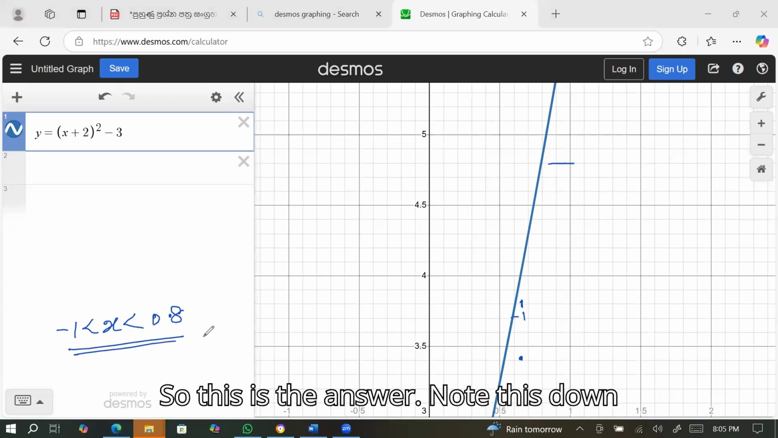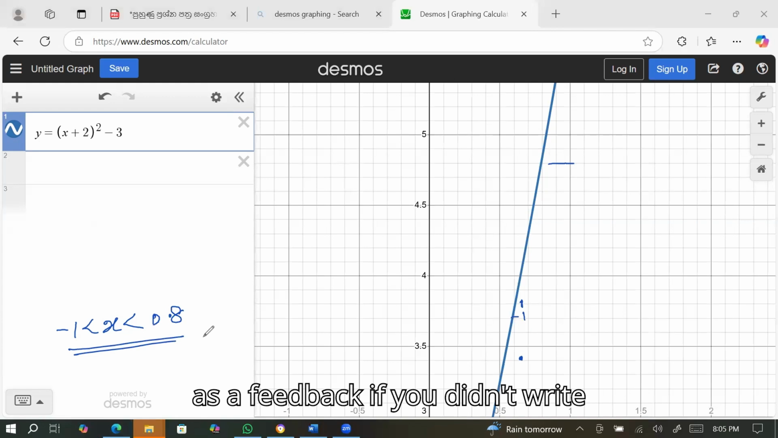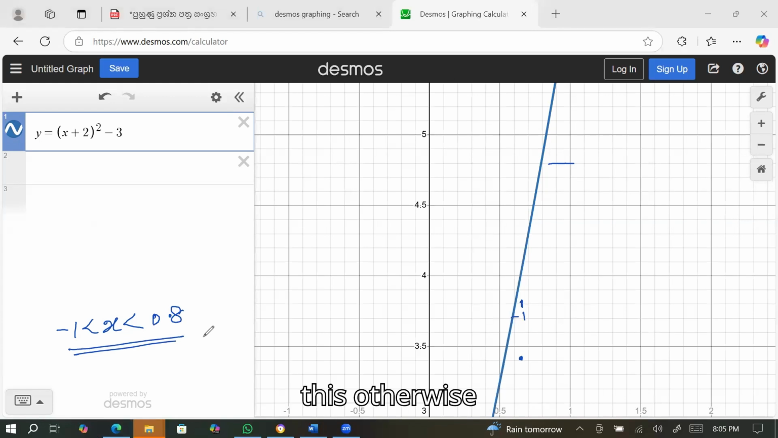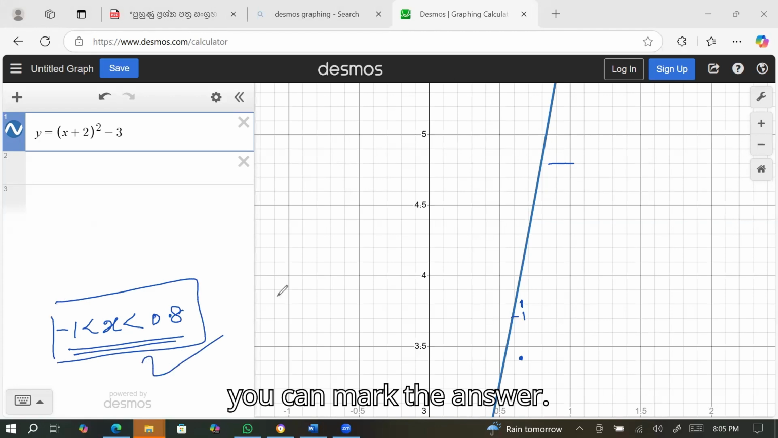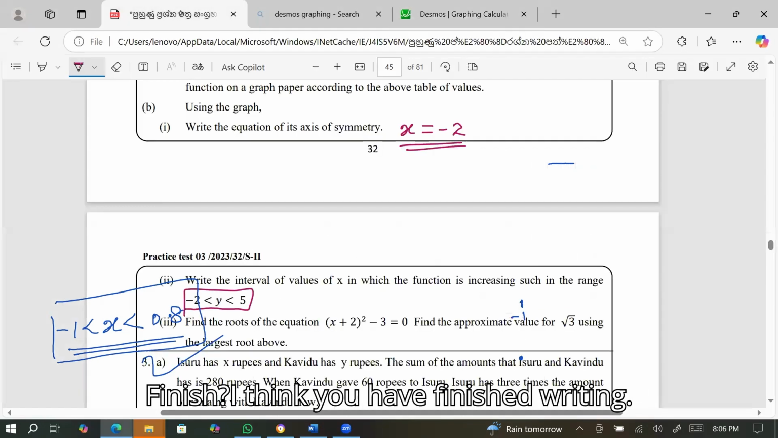So this is the answer. Note this down as feedback if you didn't write this. Otherwise, you can mark the answer. I think you have finished writing.